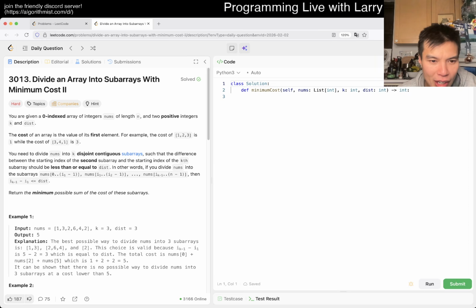In other words, if you divide nums into the subarrays, then why the second subarray? That's interesting. And the starting index is less than or equal to dist. Okay, I think I get it. So k, we're only given k, right? So that means that's the last element, right?